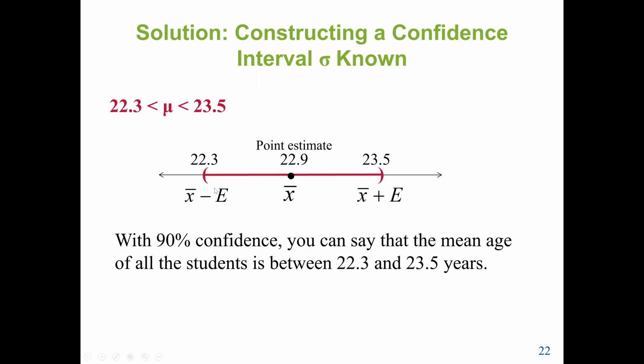So that will be our values here, between 22.3 to 23.5. And the diagram shows here. So with 90% confidence, you can say that the mean age of all students is between 22.3 and 23.5 years.